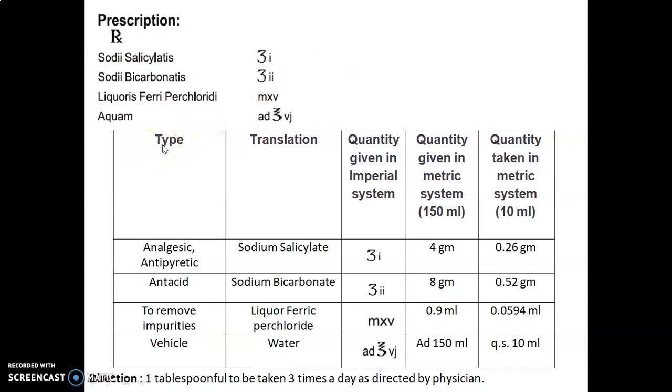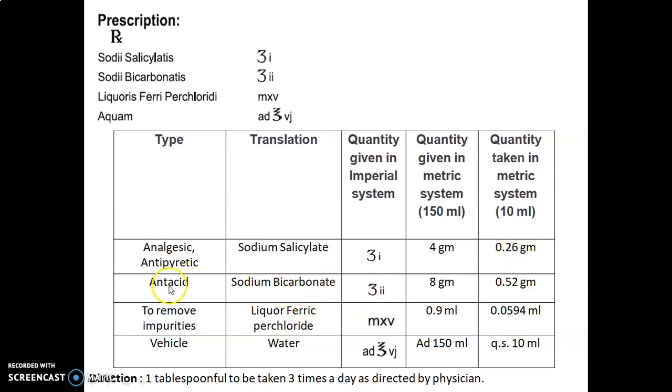Type, that is category, use or role of the ingredient. Translation means the name of the ingredient. We have the quantity given in the imperial system, as the formula is given in Latin terminology. Quantity given in the metric system is for preparing 150 ml, and quantity taken in the metric system is for preparing 10 ml. Sodium salicylate is used as an analgesic and antipyretic. Quantity given in the imperial system is drachm I, that is 1 drachm. 1 drachm is 4 into 1, equal to 4 gram. Taken quantity should be 0.26 gram. This quantity should be calculated with the help of the factor.